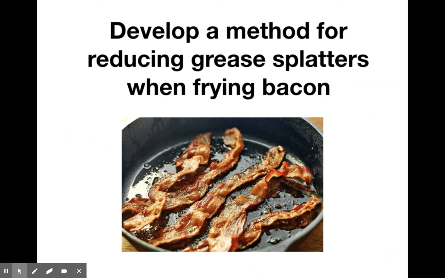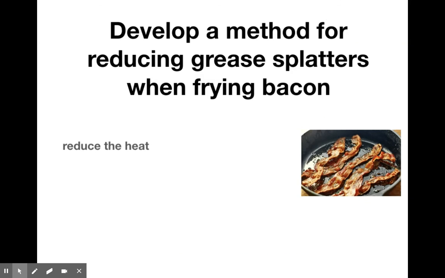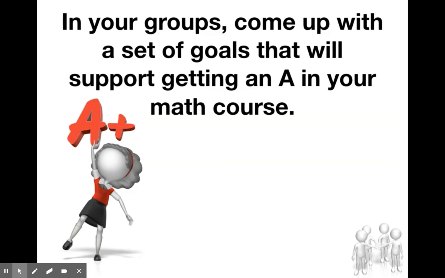So again, let's look at our example. We want to develop a method for reducing grease splatters when frying bacon. So the first thing we might want to do is we might say as a goal, we'll reduce the heat. Or as a goal, we'll use a long sleeve heat retardant glove. Now tomorrow in your groups, you'll have an opportunity to work on this, and I want you to come up with a set of goals that will support getting an A in your math course.